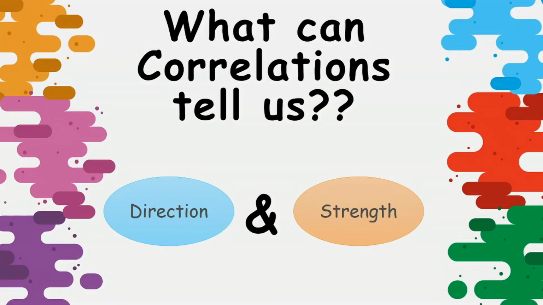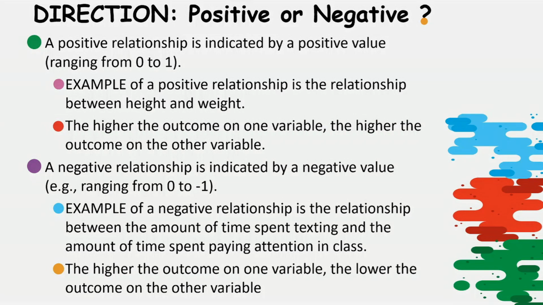Okay, so what can a correlation tell us? Direction and strength. It's going to tell us the direction of the relationship, whether it's a positive relationship or a negative relationship, and it's going to tell us the strength of the relationship. So how strong that relationship is, if it's a weak relationship or a really strong relationship, because some things are weakly correlated and some things have a very strong correlation. So let's talk about the direction.